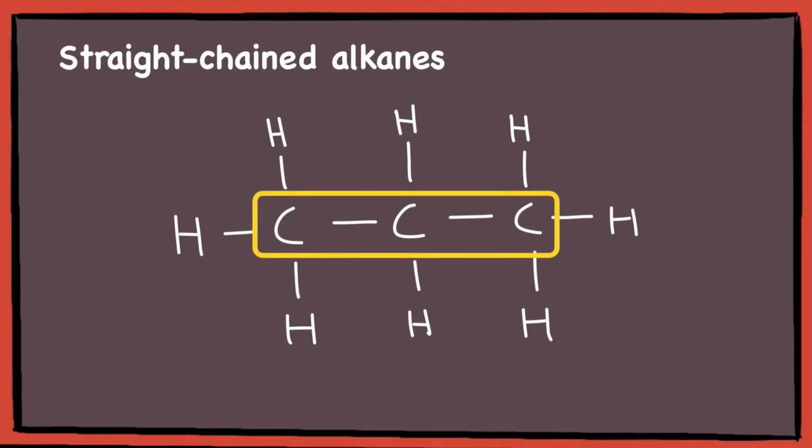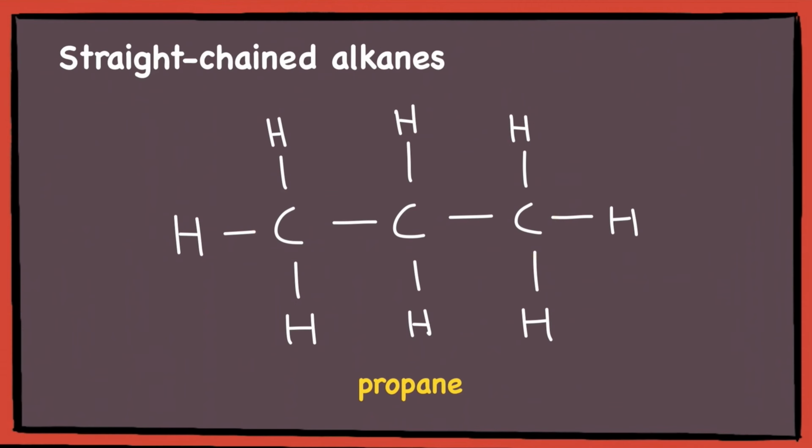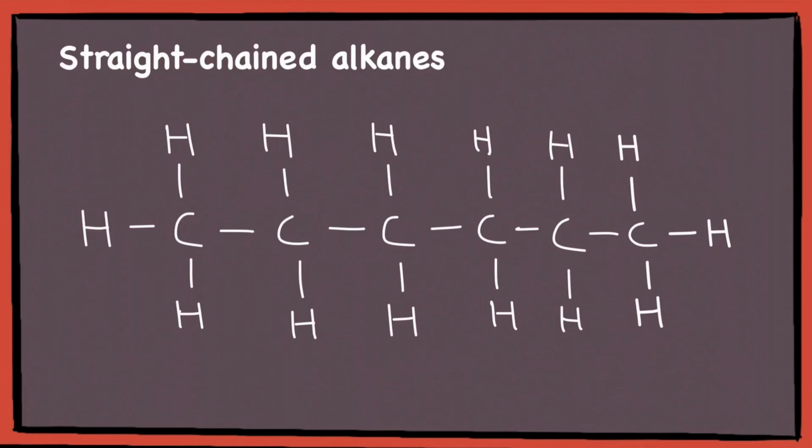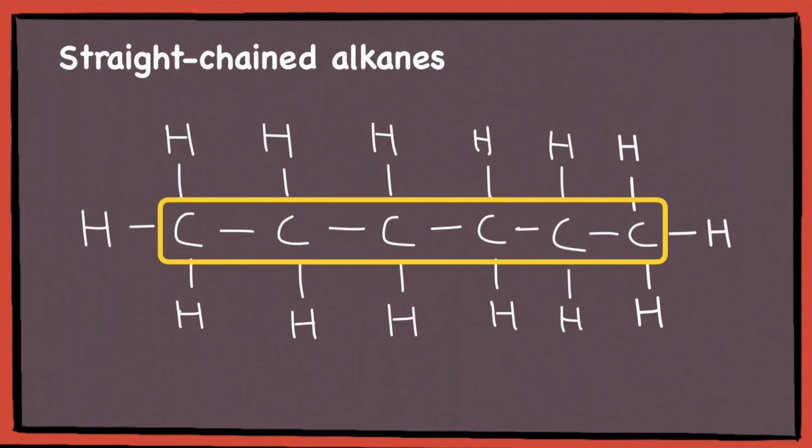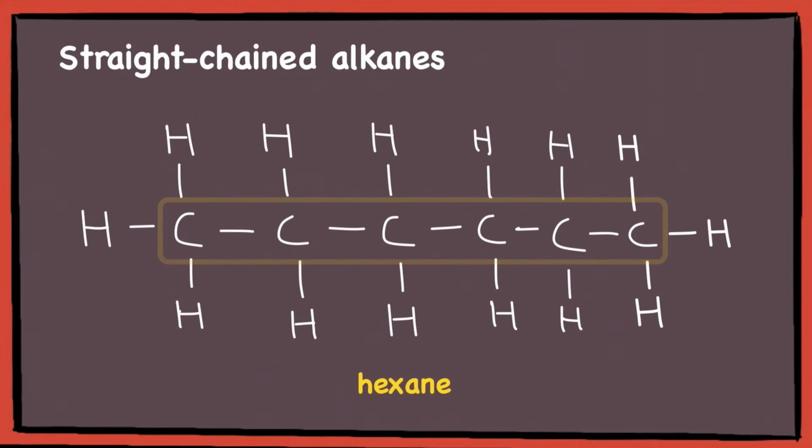Since it has 3 carbon atoms as the longest chain, its parent chain is prop, and since it's an alkane, its suffix is "ane". And because there are no side groups sticking out of the parent chain, there is no prefix, so this organic compound is called propane. Next, for this organic compound, the parent chain, which is the longest carbon chain, has 6 carbon atoms, hence giving the parent chain name hex. And since it's an alkane, its suffix is "ane", and because there are no side groups, there is no prefix. So this organic compound is called hexane.